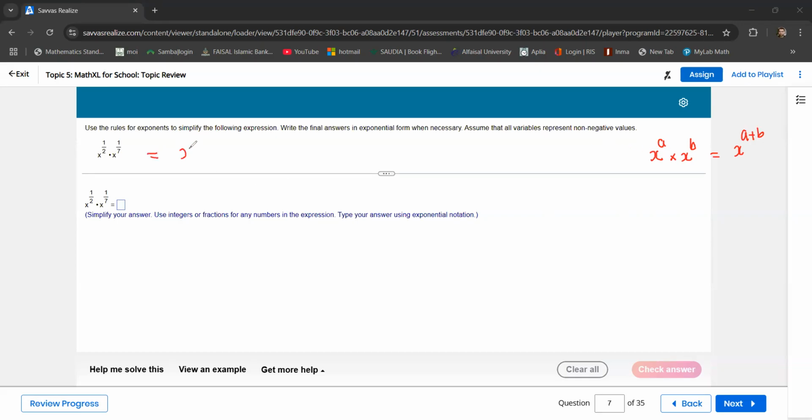So this will be x to the power of half plus 1 over 7. And using a calculator or your mental math, this should give you x to the power of 9 over 14.